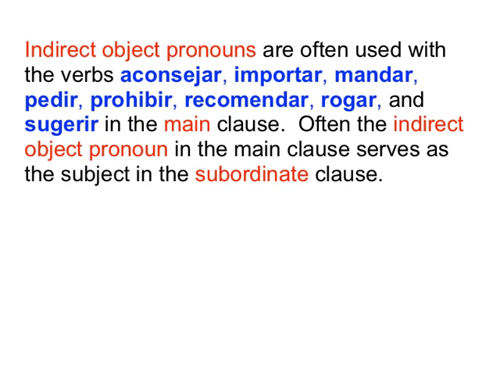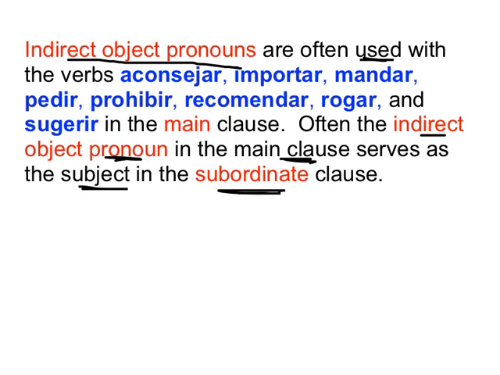Now, señoritas, some of the verbs that you just jotted down in your notes will take indirect object pronouns, or at least they're often used with indirect object pronouns. And I'm talking about aconsejar, importar, etc., these right here. And that the indirect object pronoun found in the main clause will serve as the subject in the subordinate clause. Well, what do I mean by that?